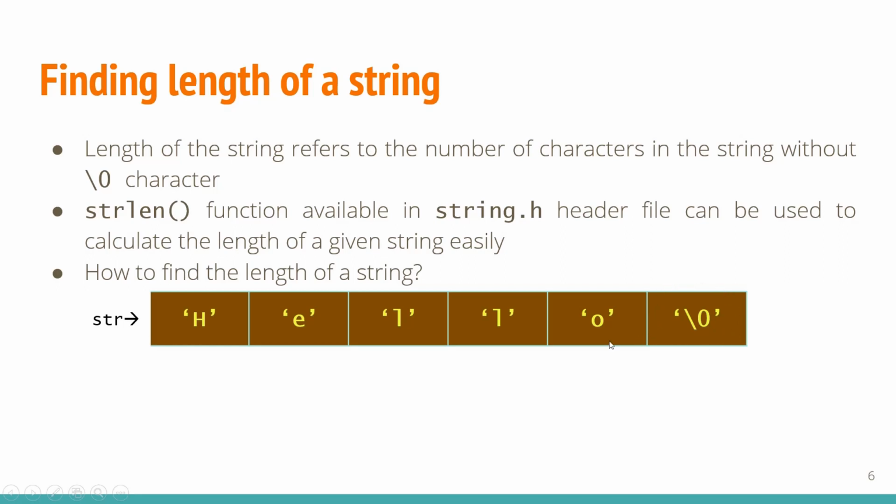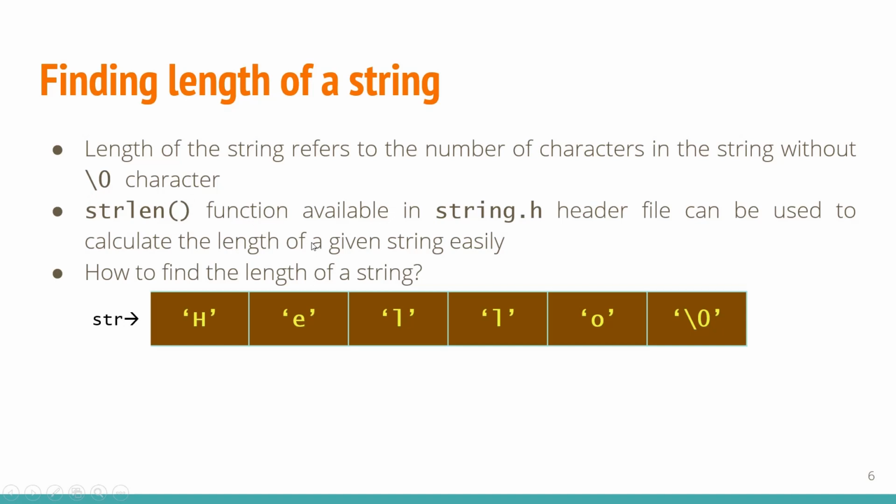So what should be the length of the string? How many characters are there without backslash 0? H-E-L-L-O, so there are totally 5 characters in the string. Hence the length of the string should be 5. But if you notice, in the one dimensional character array called str, there are actually 6 elements. For finding the length of the string, we should not consider this last element backslash 0, because if you consider it, it becomes unrealistic. So the length of the string is the number of characters in the string without the backslash 0 character.